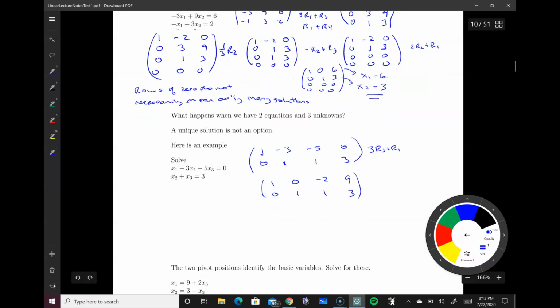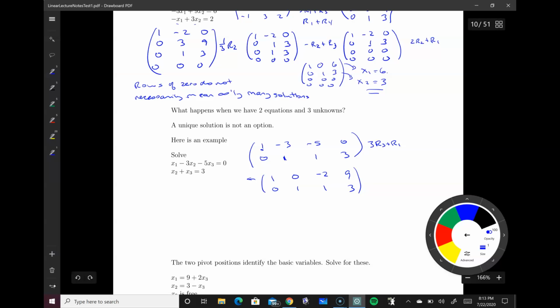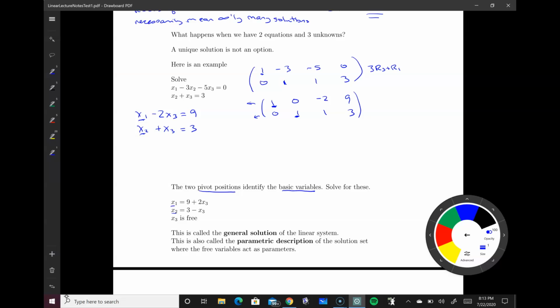Okay. So let's decode what this means. This first row means x1 minus 2x3 equals 9. The second row means x2 plus x3 is equal to 3. We always solve for our pivot. Our pivot positions are our basic variables. More definitions. If I solve for x1, I get this. If I solve for x2, I get this. So this is our x1, this is our x2. Our x3 is what we call a free variable.